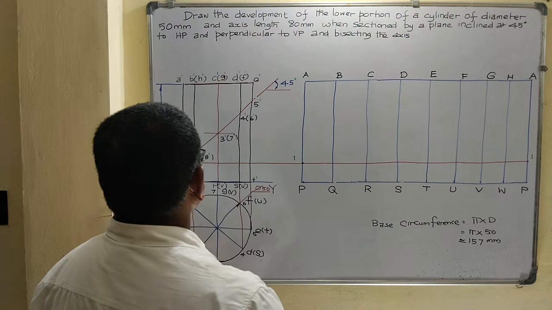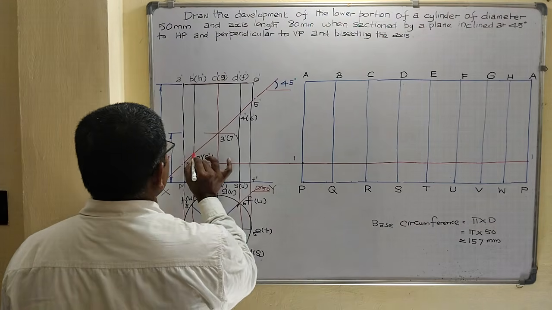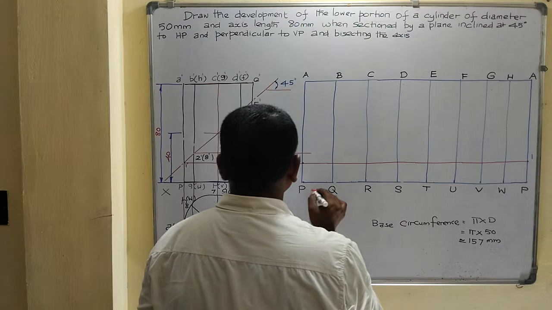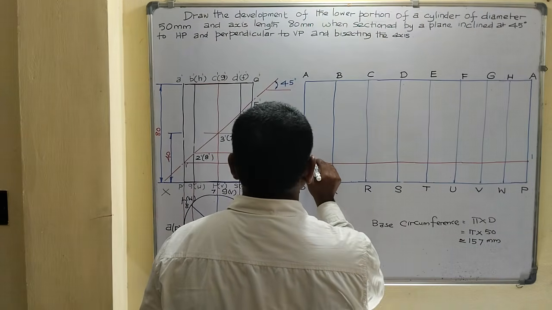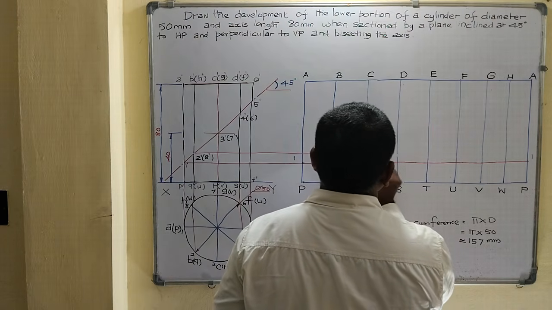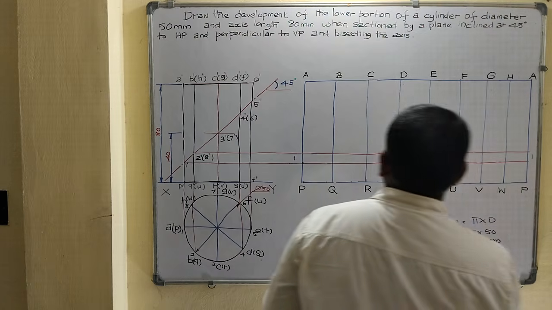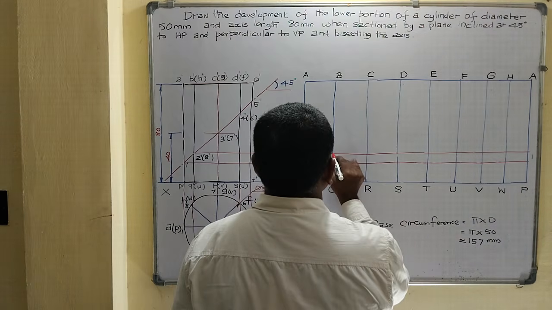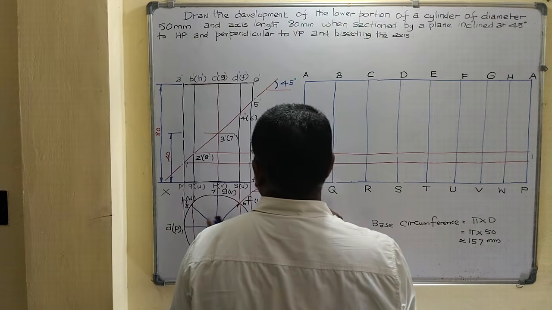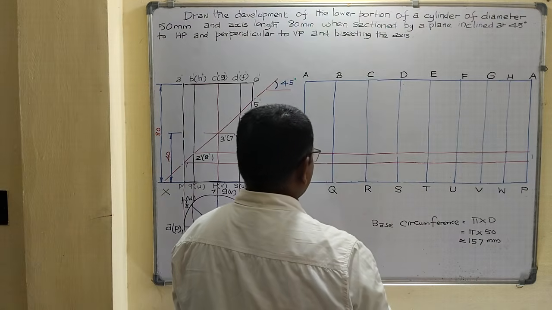Next, draw a horizontal line from 2 dash of 8 dash. Point 2 is on B of Q and point 8 is on H of W. Mark point 2 on B of Q, and point 8 on H of W.